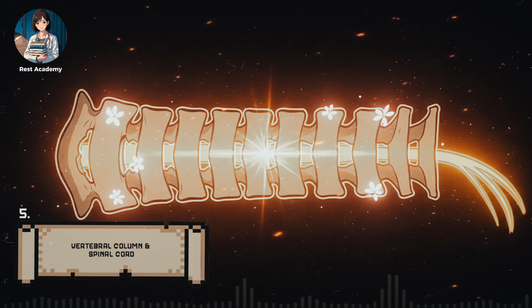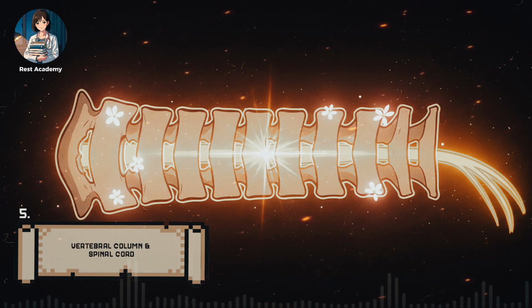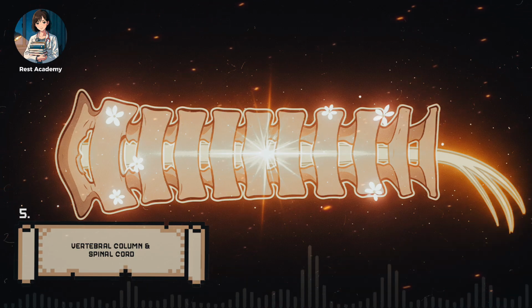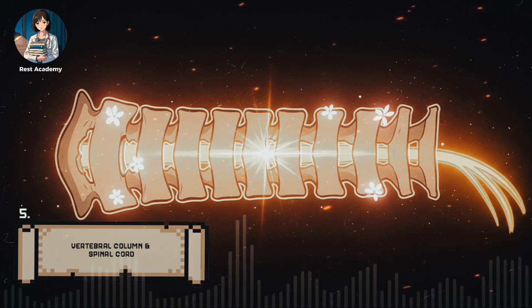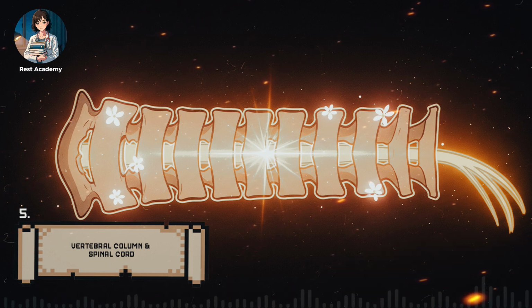At each level, paired exit ramps, nerve roots, peel off through intervertebral foramina, the bony gateways shaped by adjacent vertebrae and the intervening disc. A vertebra contributes to the tunnel with a posterior arch and to load bearing with its anterior body. Between bodies, an intervertebral disc cushions and binds.